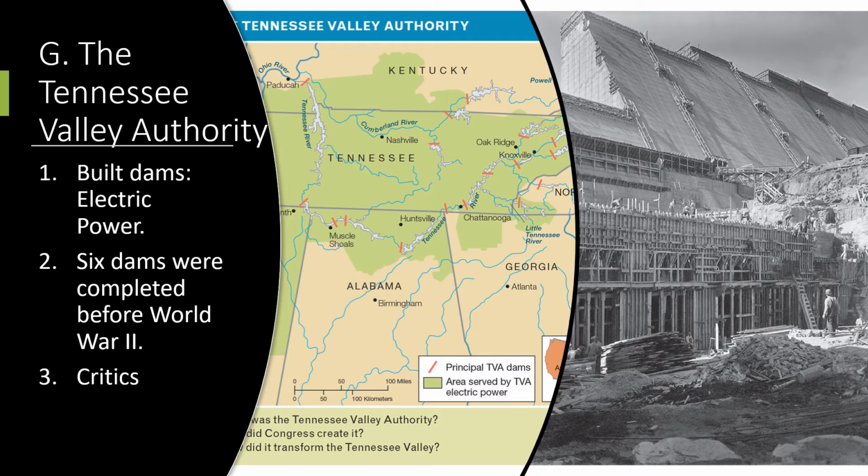Critics charged it was unfair competition with private companies supplying electricity in the area, in the states of Tennessee, North Carolina, Kentucky, Virginia, Mississippi, and Georgia. Unfortunately, it was the only such project developed.